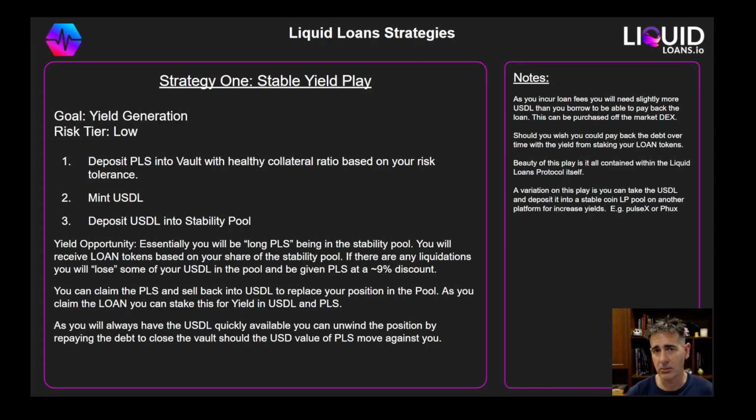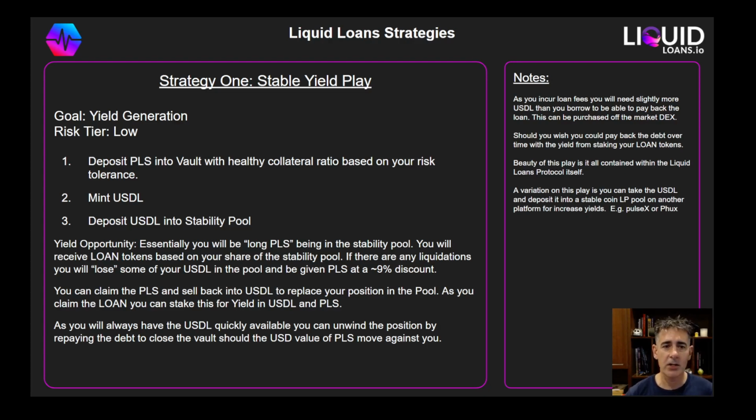So the goal is just yield generation. We're not trying to maximize the appreciation of the assets that we're holding, so it's purely a yield type scenario. It does have some other benefits though. The risk tier is low because, like I said, we can mitigate any type of liquidation event by the way we deploy this strategy.